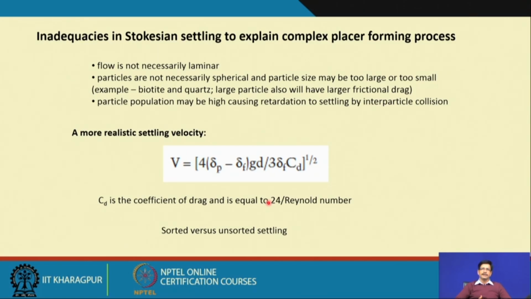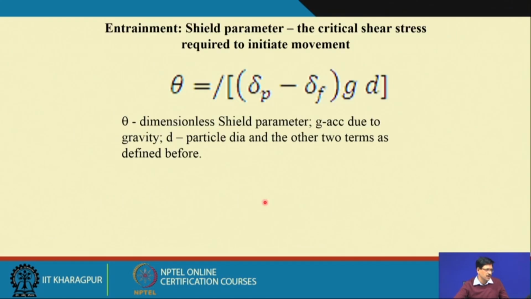And here the situation is that when the particle density is more, there will be interparticle interferences, and simple square laws will not hold, and the more realistic velocity would be given by a square root relationship rather than a square relationship. So that is all about the settling.